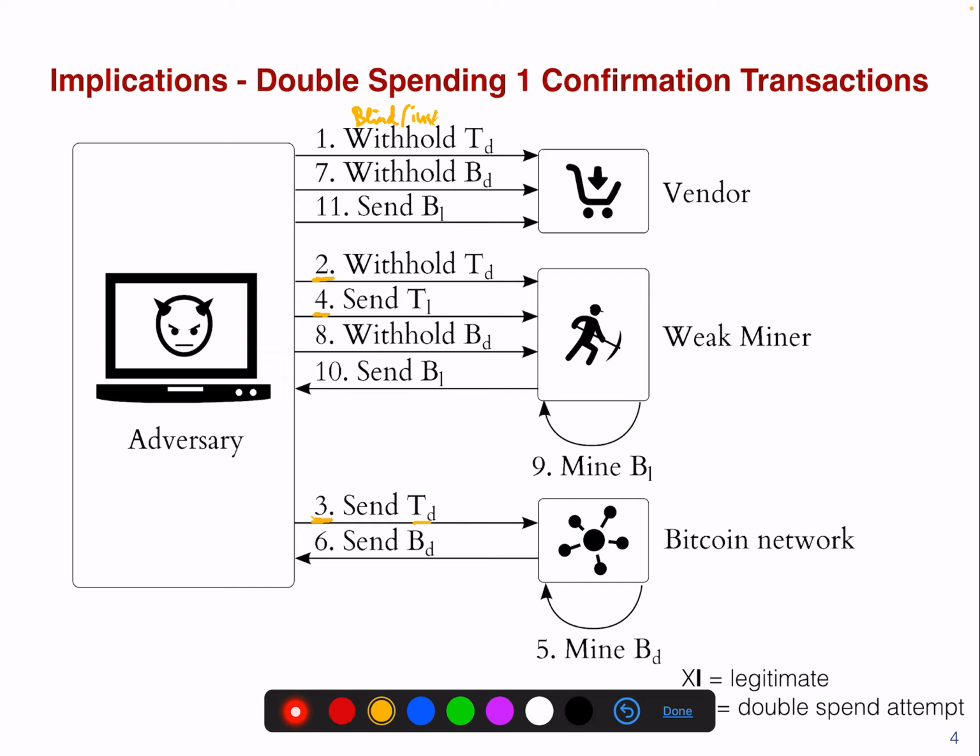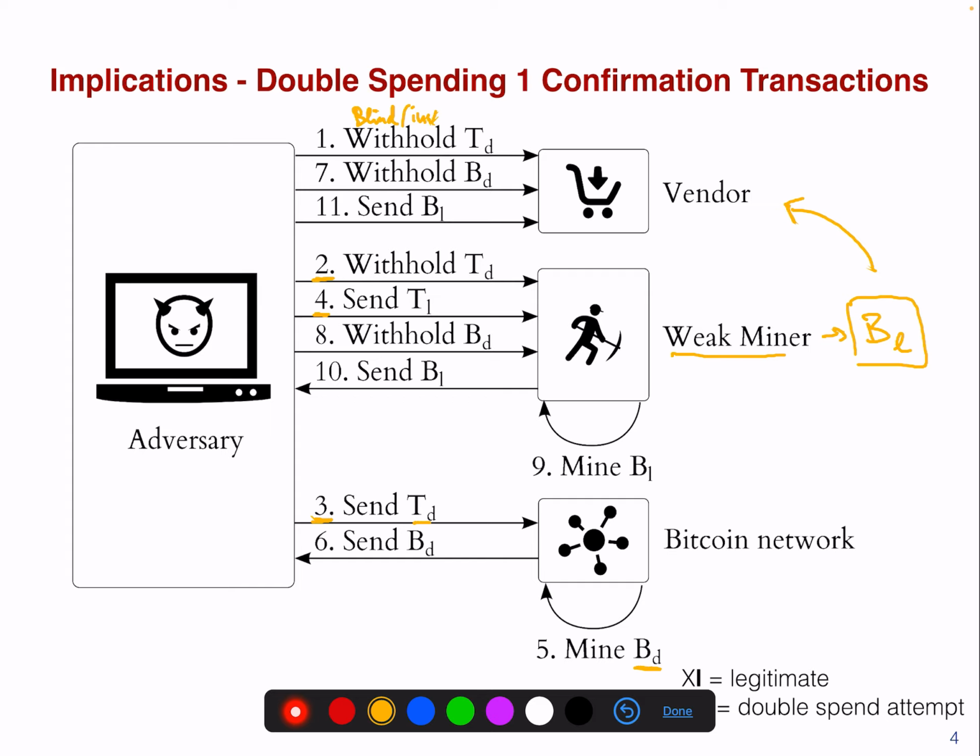So then we send to the network here the double spend transaction, and the legitimate transaction we send to the weak miner. So we want the weak miner basically to create a block that contains the legitimate transaction, right? Because we want to forward this legitimate transaction later to the vendor so that the vendor accepts the transaction. But the double spend transaction should be mined by the Bitcoin network, and we hope that the Bitcoin network will maintain the main chain containing this particular double spend transaction.